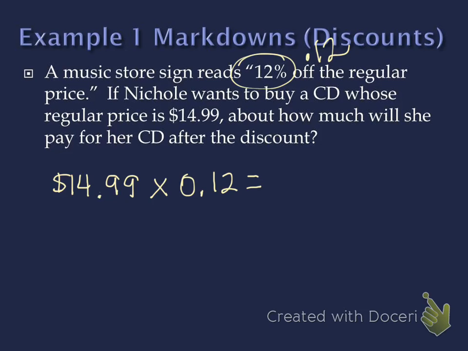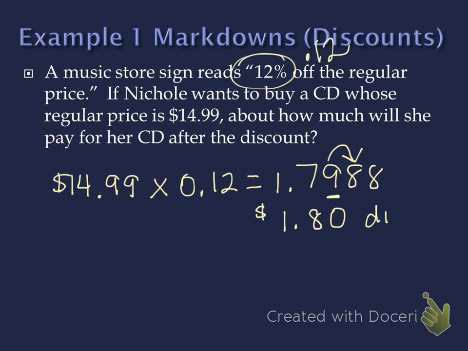When you multiply that out on your calculator, $14.99 times 0.12 gives you 1.7988. Now, remember, we're talking dollars and cents, so we need to round that to the nearest cent. We're going to have to round that up, and our discount would be $1.80.